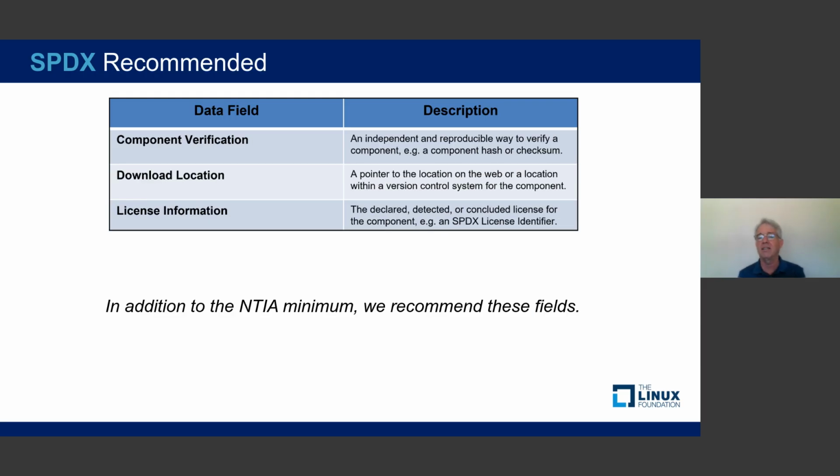Now, we actually recommend a few additional fields beyond the NTIA minimum. One is some method of verifying the component, like a hash of the file that you got. The download location: if it's publicly available on the internet, it's kind of nice to have the URL where it was actually downloaded from. In fact, that URL can actually be kind of handy as an identifier for the package as well. And then license information: how was it licensed? That's all useful information that we recommend adding to it.